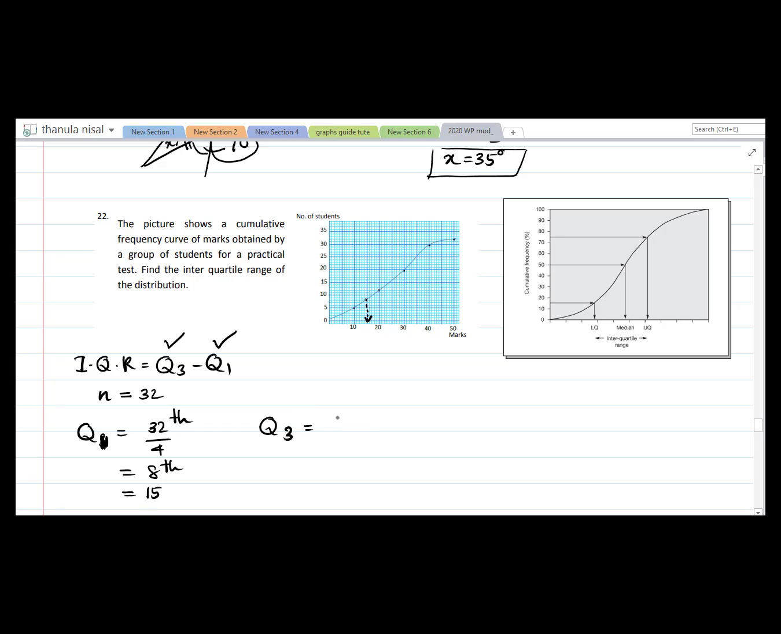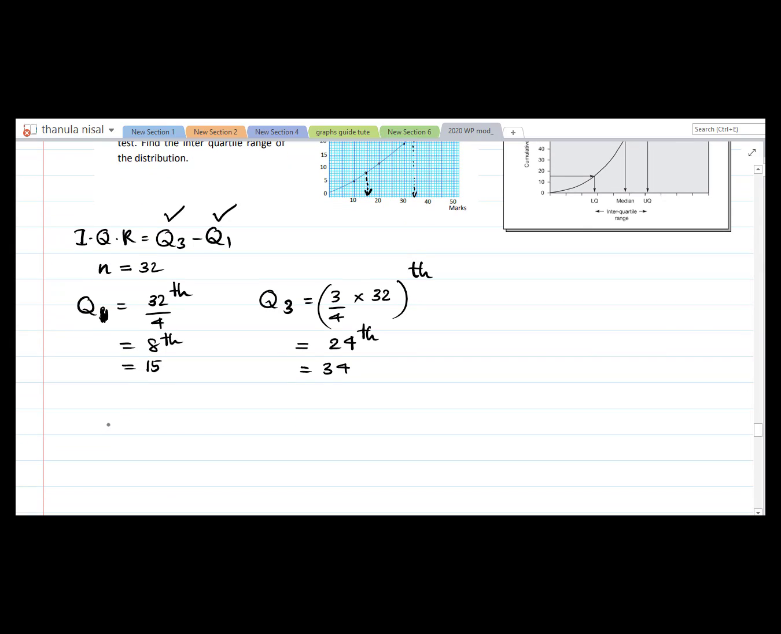Here Q3, let's find out. 3 over 4, 32. Twenty-fourth value. Then find out the corresponding number for 24 here. 25 is there, 24 is here. Go through this line, then you will find this one as 34.